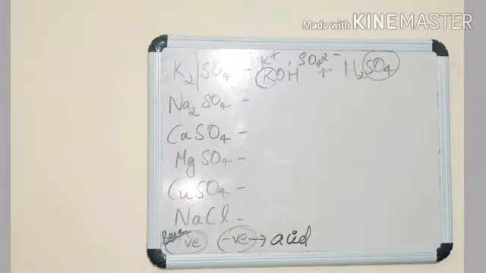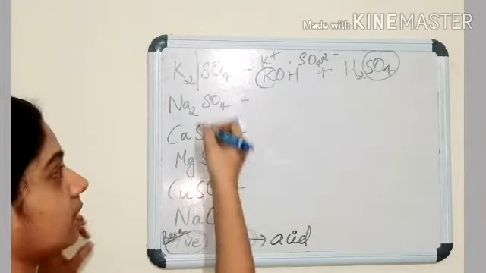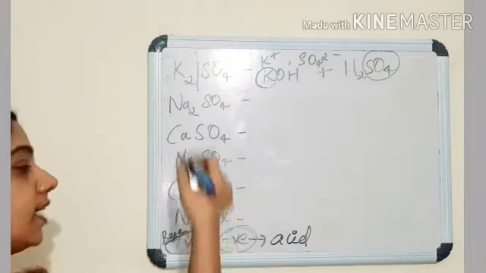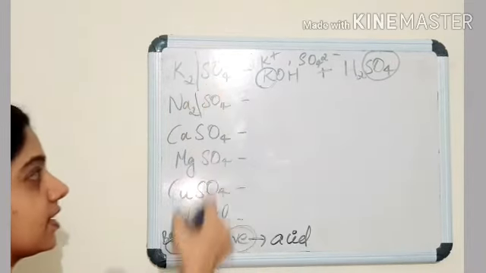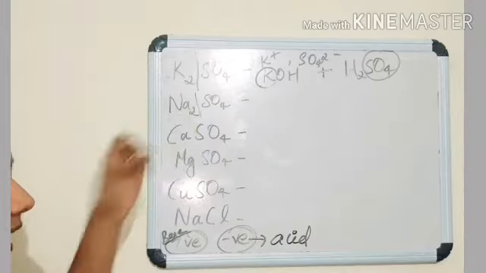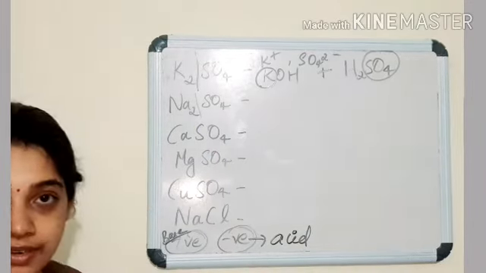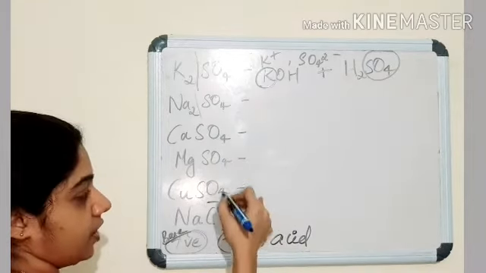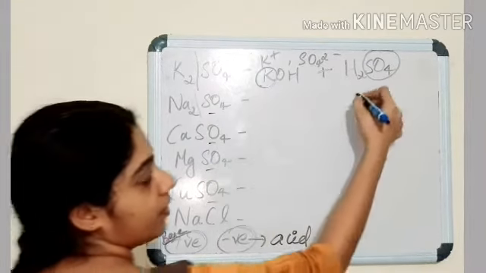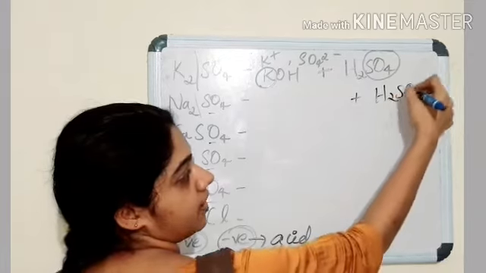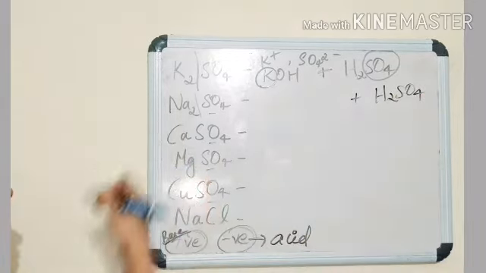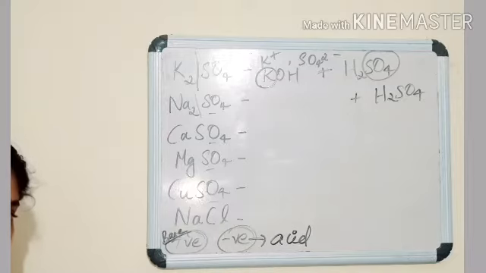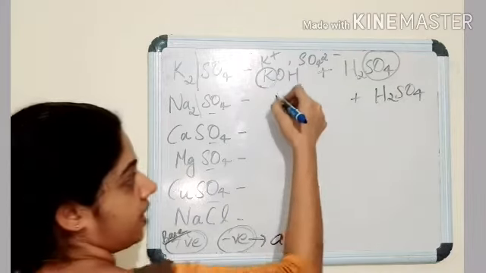Now, can you tell me about Na2SO4? From which acid and base is it produced? Again, it contains two parts: one part is sodium and the other part is again the sulfate. In all these cases it is sulfate, so it will be produced from H2SO4. That is clear. Now the other one is Na. Can you predict a base which contains Na? It is NaOH.